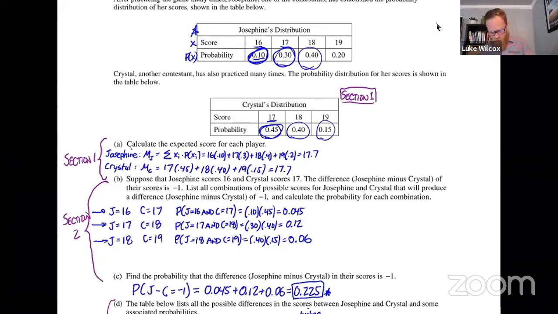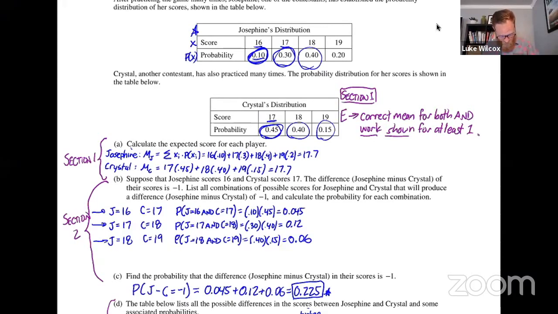In order to get section 1 correct here, in order to get an essentially correct, you have to have the correct mean for both and work shown for at least 1. So you don't have to have shown for both of them. You only have to have work shown for at least 1. And when I say work shown, it could be the actual calculation with the numbers, which is like what we showed here, or you could show a formula that counts as your work shown.